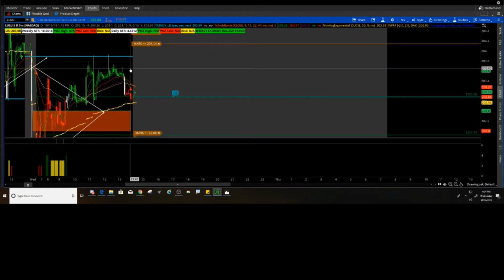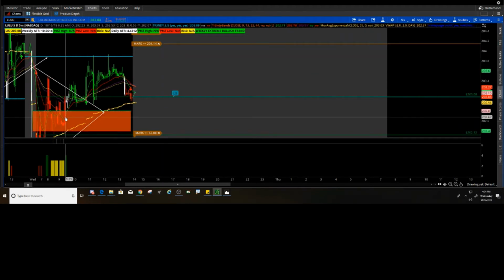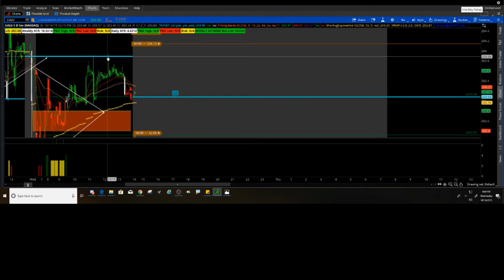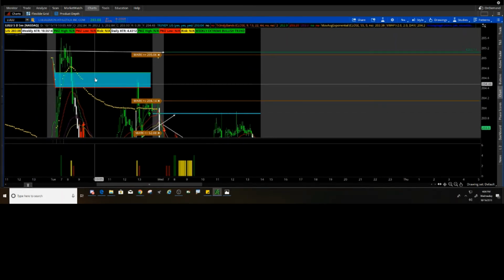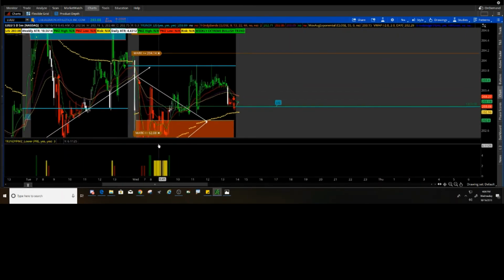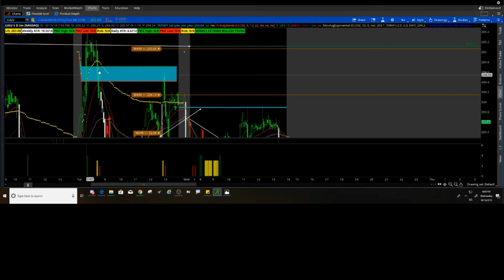Now, when you start to put these together, you will have the line in the sand, the PMZ, and the edges. When we break out of the PMZ, especially on a gap down, we're looking for a move into the line in the sand. When the PMZ is up, see, notice this one's red and this one's green. This means we gapped up.